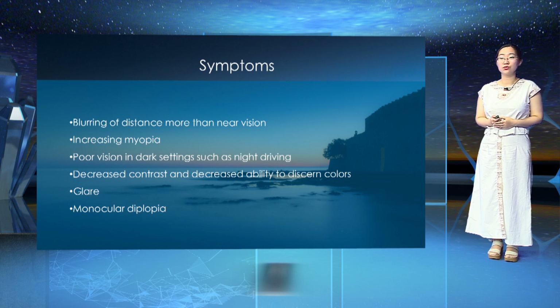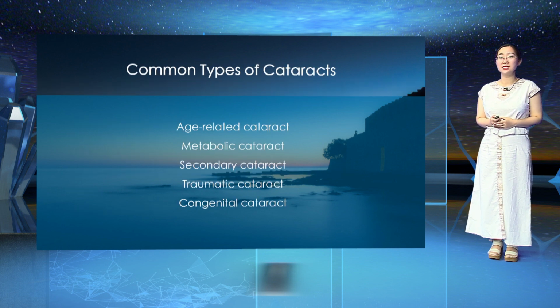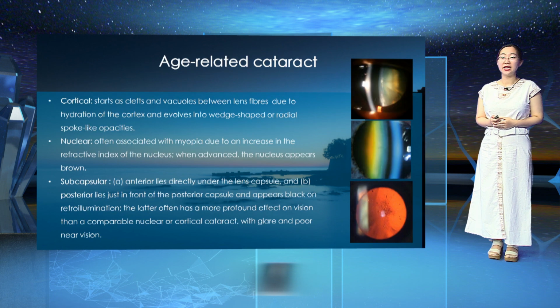This class will talk about 5 common types of cataracts. They are age-related cataract, metabolic cataract, secondary cataract, traumatic cataract, and congenital cataract. First one, age-related cataract. There are 3 types: cortical, nuclear, and subcapsular cataract.